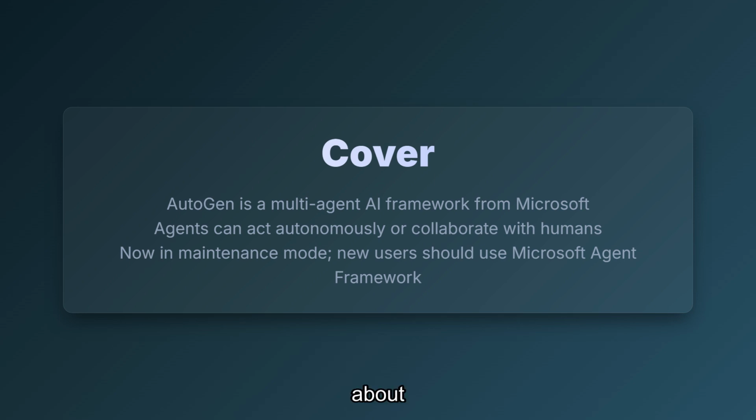Today we're going to talk about Microsoft's AutoGen framework, a programming framework for building multi-agent AI applications. It allows AI agents to operate autonomously or work alongside humans. However, please note that AutoGen is now in maintenance mode and will not receive new features. New users are recommended to use Microsoft Agent Framework instead. But the architecture and ideas of AutoGen are still worth learning.